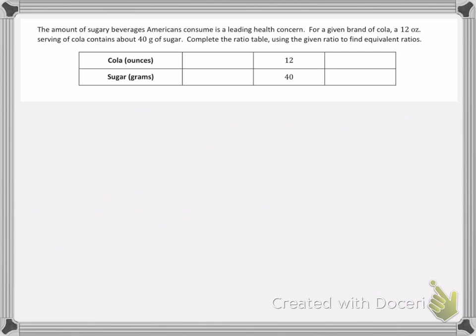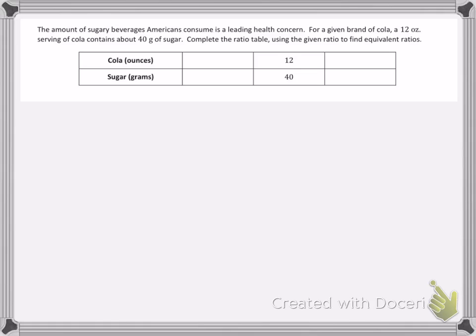Let's get started. Today we're going to take the work we've done with tables and transfer that information to a double number line. So here's the situation. The amount of sugary beverages Americans consume is a leading health concern. For a given brand of cola, a 12-ounce serving of cola contains about 40 grams of sugar. Complete the ratio table using the given ratio to find equivalent ratios.